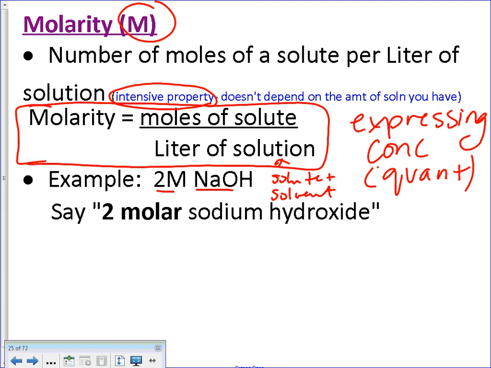So the only thing is just make sure that we go to liters in our problems and we're good. I'm going to do 3 problems and then we'll let you guys practice, and then we'll talk about molality. Molarity and molality, 2 different things.